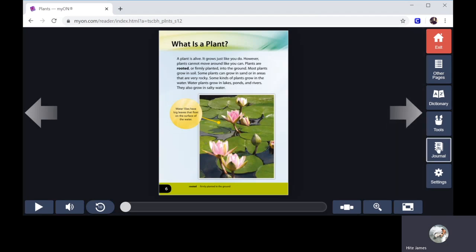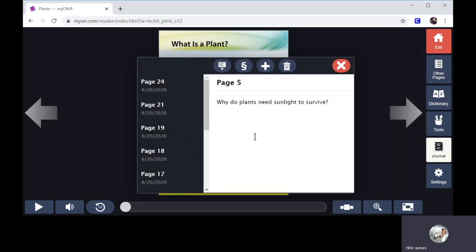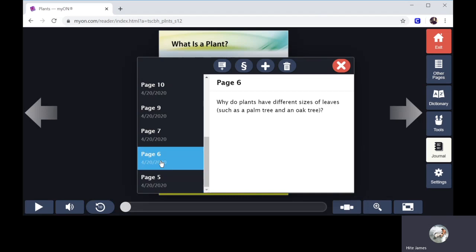Interesting. Let's look at a journal question, page 6. Why do plants have different sizes of leaves, such as a palm tree and an oak tree? So think about that. You go outside and you see all different sizes of leaves. Why do plants have really large leaves? Why do some plants have very small leaves? Go ahead and answer that question.